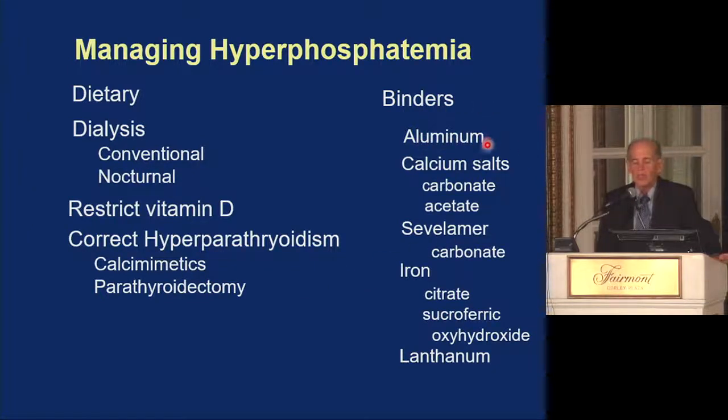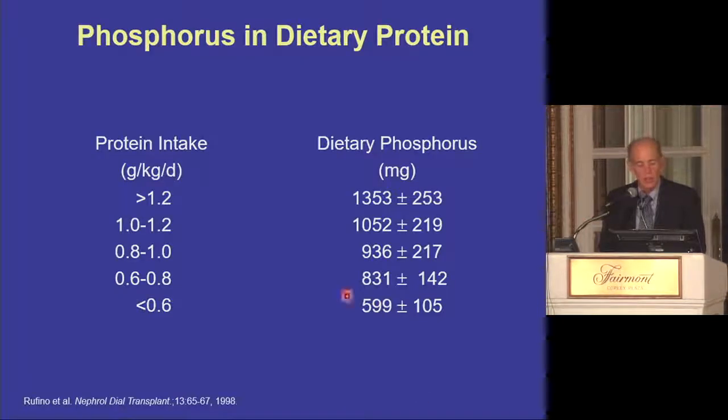Aluminum, we don't use anymore, still used in some countries, but aluminum's toxic to many organ systems. We don't have to use it. I'll show you that calcium is not a good choice either. But you have other choices now. Sevelamer, the iron-based binders, whether you choose the ones that increase iron absorption or not, and lanthanum. And there is, of course, the consideration of some lanthanum accumulation, which it does, but has not been shown to be toxic.